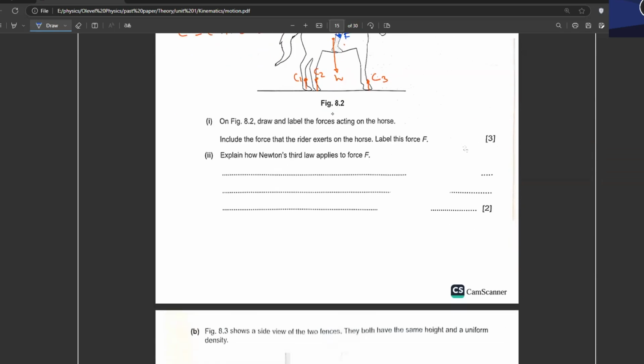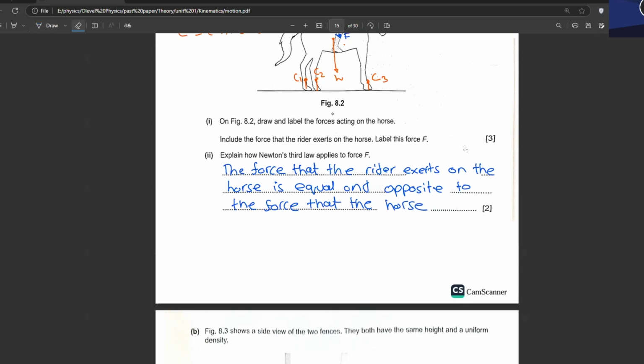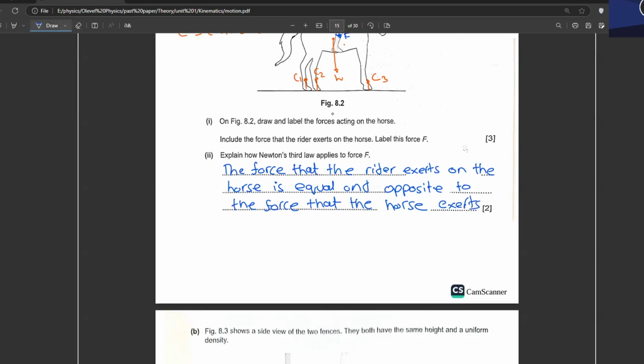Okay. The force that a rider exerts on the horse is equal and opposite to the force that the horse exerts on the rider. Simple as that. Let's further move ahead.